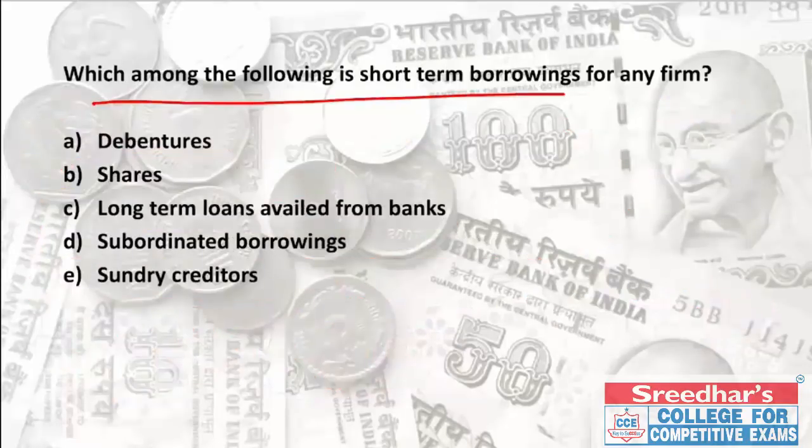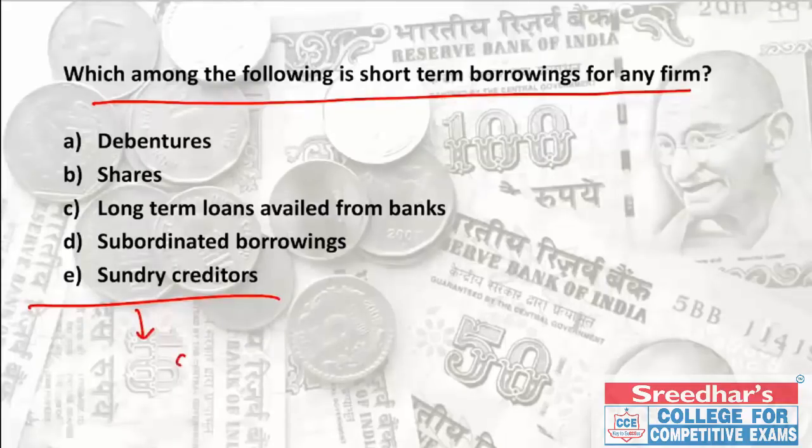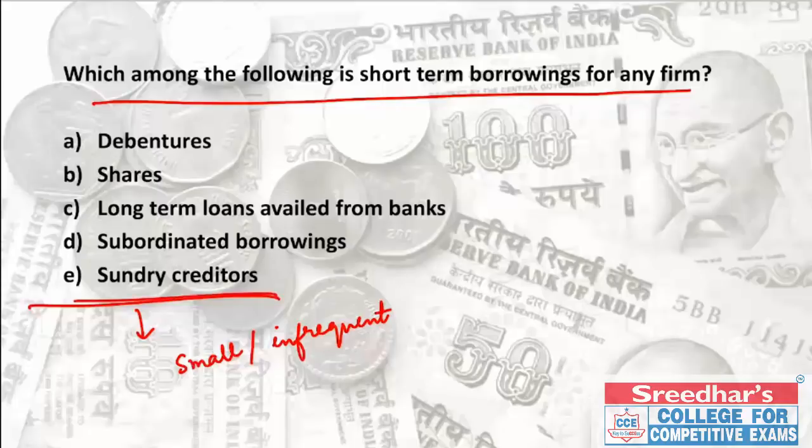Which among the following is short-term borrowings for any firm? Sundry creditors. The term sundry usually refers to small or infrequent creditors that are not assigned individual ledger accounts but they are classified as a group. So sundry debtors are such small entities that owe the company money. So small entities that the company owes money to are called sundry creditors.